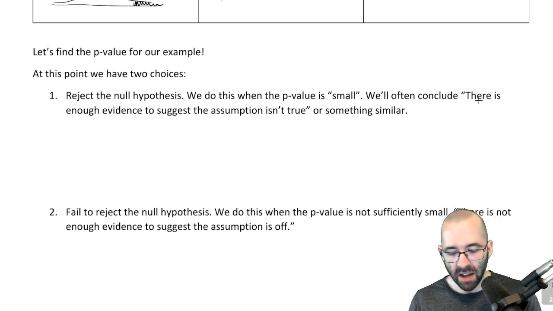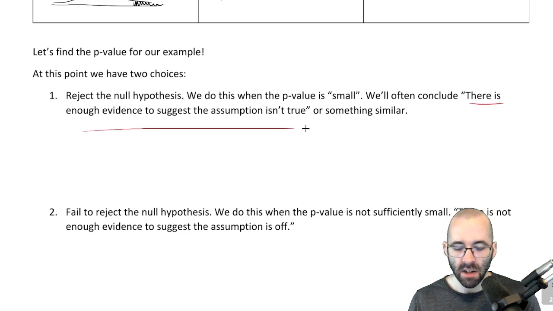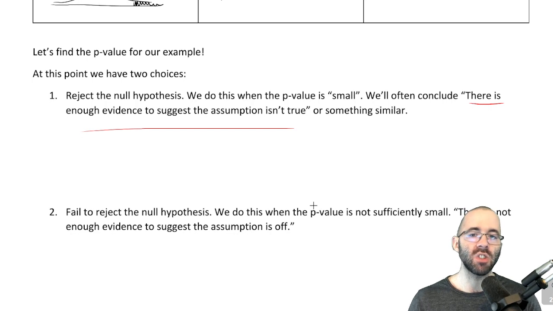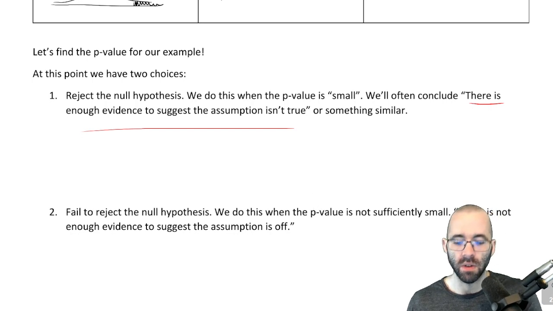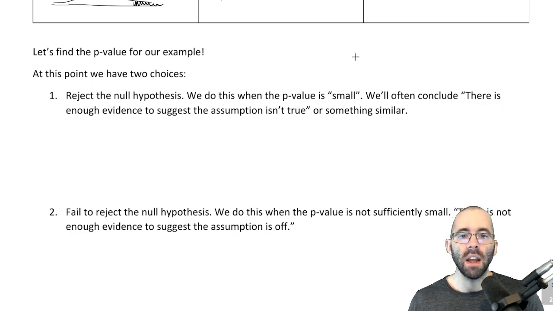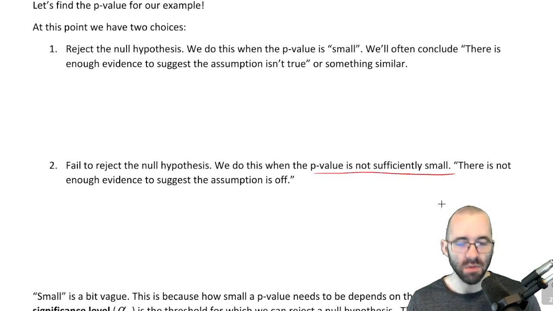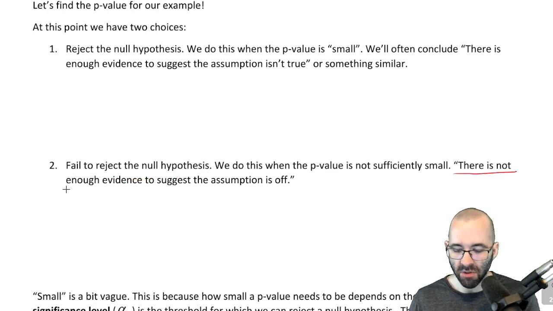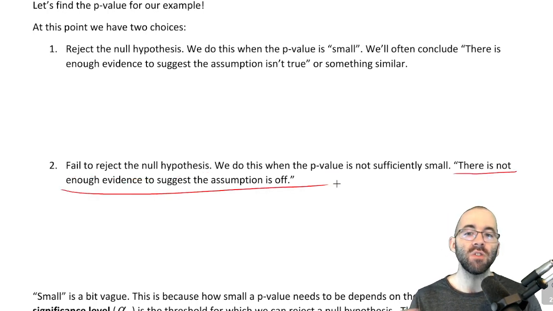Usually we phrase that by saying there's enough evidence to suggest that that assumption isn't true. There's enough evidence to suggest the null hypothesis isn't true. If the probability is not super small, then we don't have enough evidence. We'll usually phrase it something like this: there's not enough evidence to suggest the assumption is off.